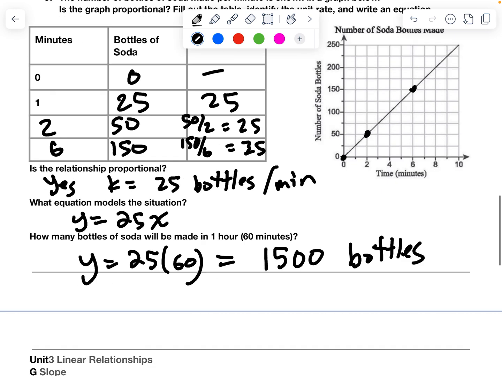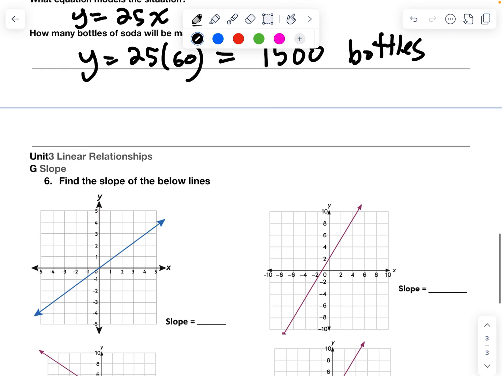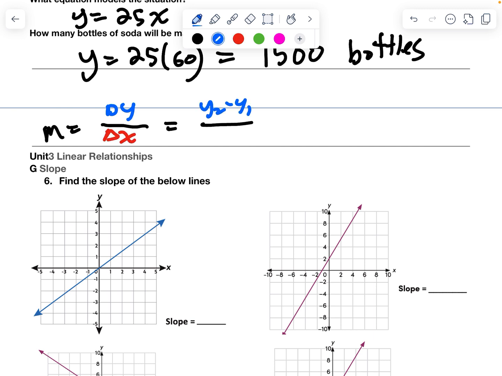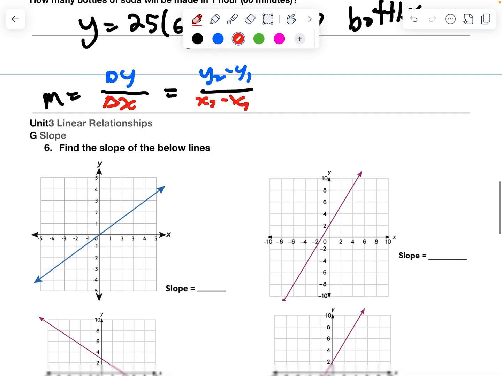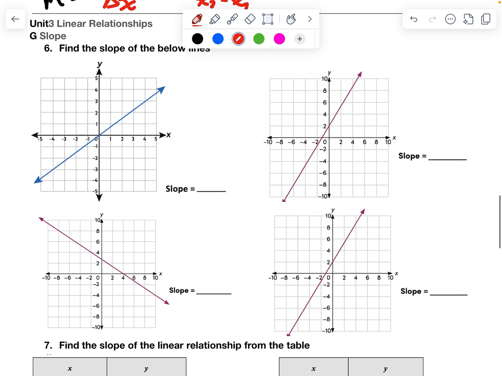Okay, on to slope. This is what we've been talking about. Remember, slope is equal to two things: change in y over change in x, also y2 minus y1 over x2 minus x1. So here on number 6, we're finding slope from these graphs.